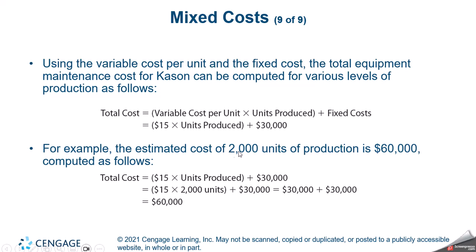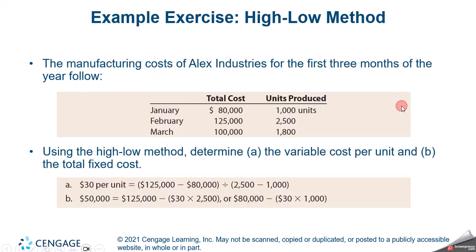So then if, let's say we have the 2,000 units, we're going to put the $30,000 fixed costs plus $15 times those 2,000 units. So then our total costs are going to end up being $60,000, or our estimated total costs. So we can use those kind of formulas to plan for the future and estimate what our costs would be. So then again, here is an example. So I'll let you guys look that over on your own.